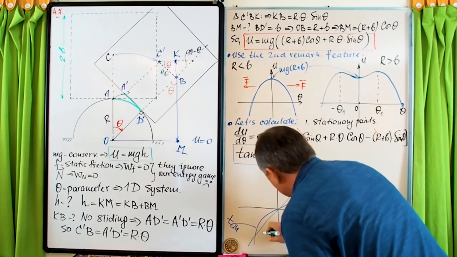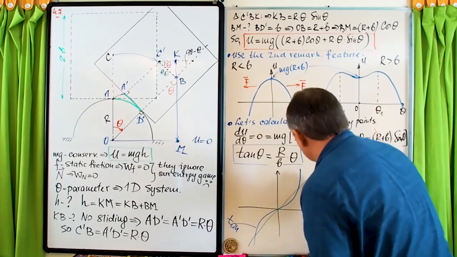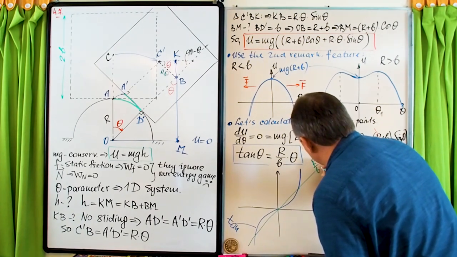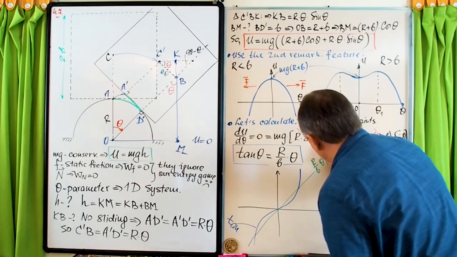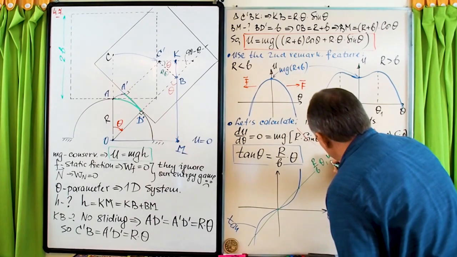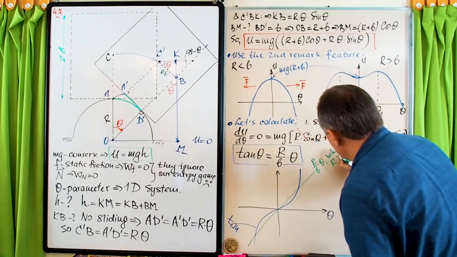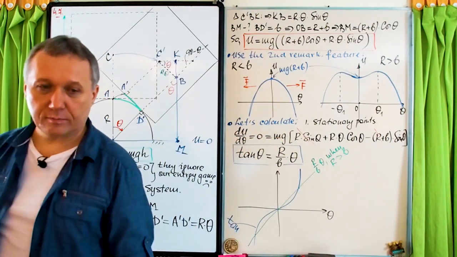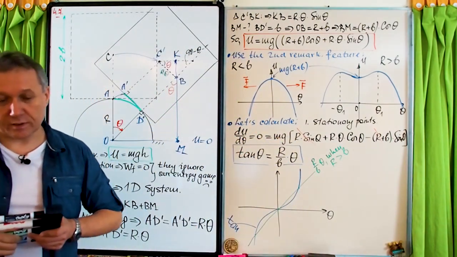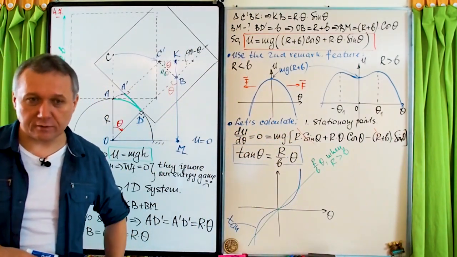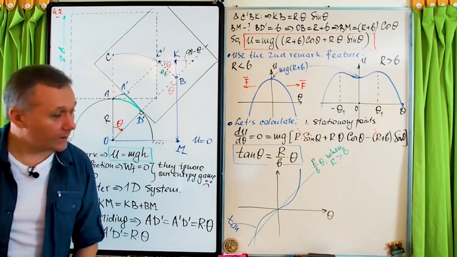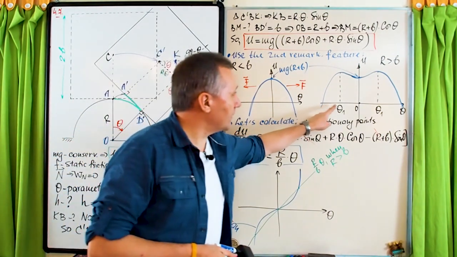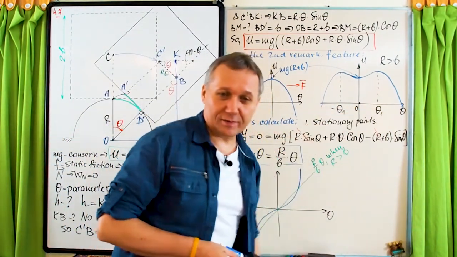Okay. So in this case, let me plot this. It's R over B theta when R is larger than B. If R is larger than B, then that factor in front is larger than 1. Slope is larger than 45 degrees, right? And as a result, we have three stationary points. These guys, 1, 2, 3.